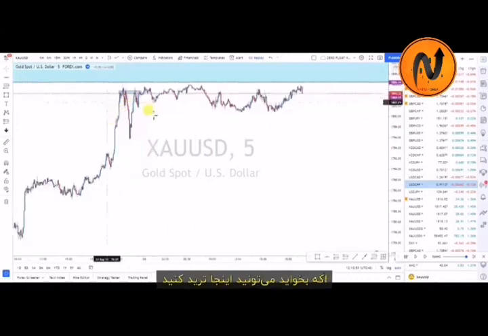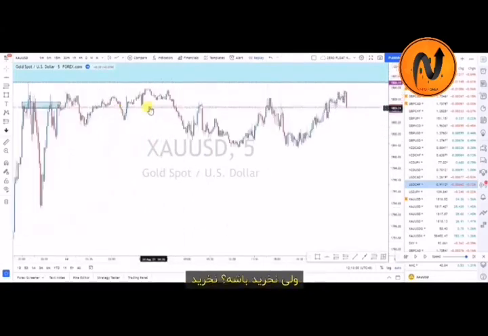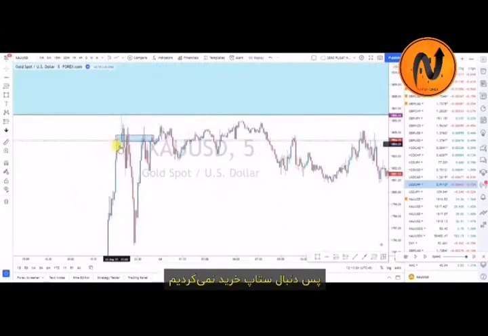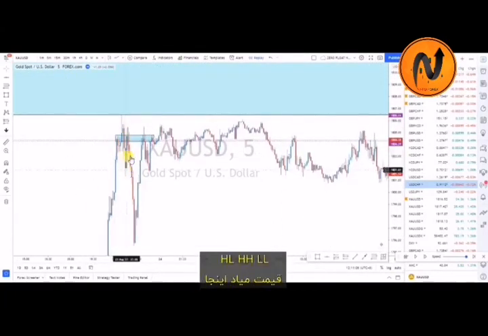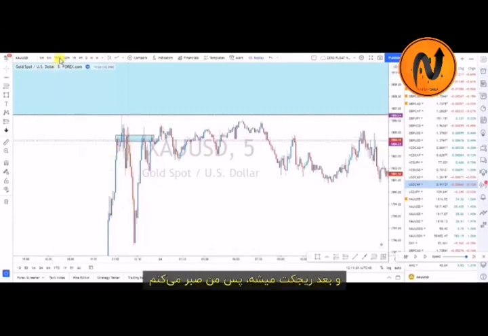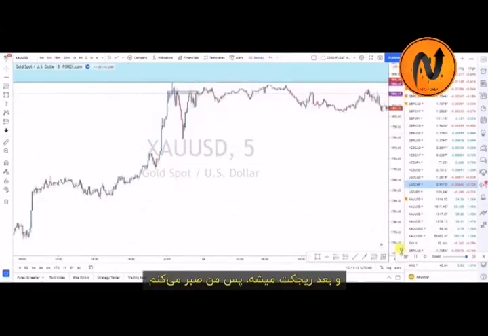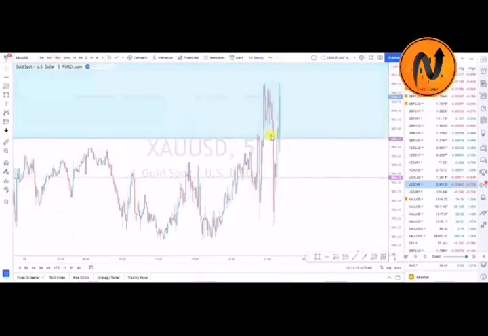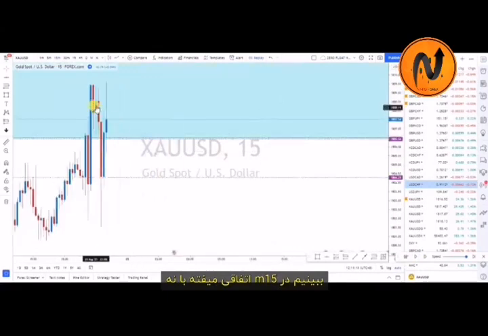You can trade here first if you want to, but do not buy. Okay, guys, do not buy because there's no indication of a buy setup, so we do not look for a buy setup. High, low, higher high, lower low. Price comes in and then rejects down here. So I'm going to wait and see if anything goes in M15.